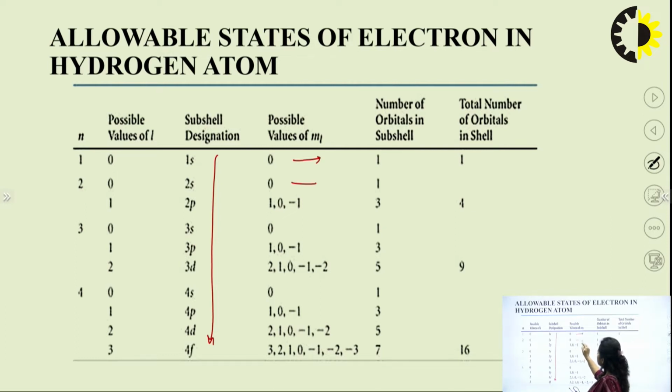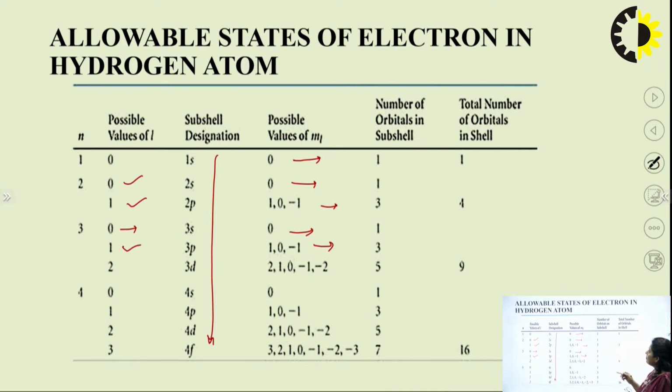and for 2 it is again 0. For 2 having 0 as the value of L, it is 0, but for L equal to 1 it is 1, 0, -1. Then for 3 it is again 0 because the possible value of L is 0. Then again for 3, for L equal to 1, the possible values of m_l are 3 values, that is 1, 0, -1. Similarly for L equal to 2 it is 2, 1, 0, -1, -2, and so on for the fourth.